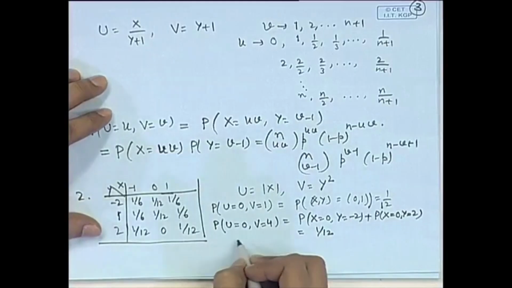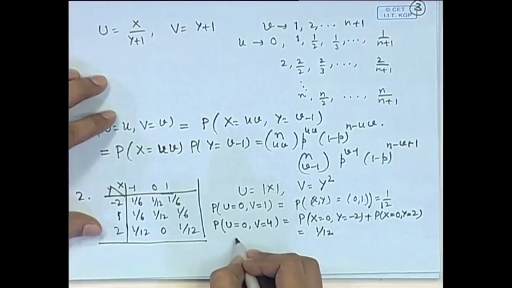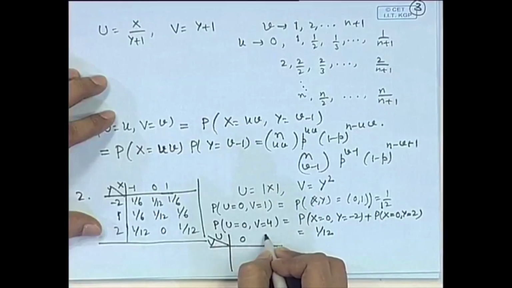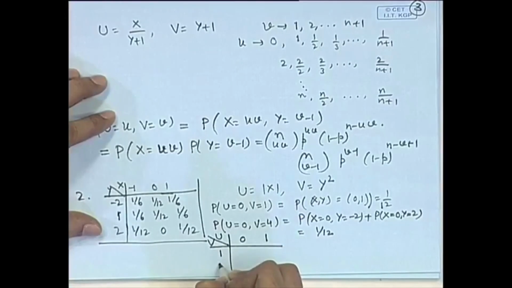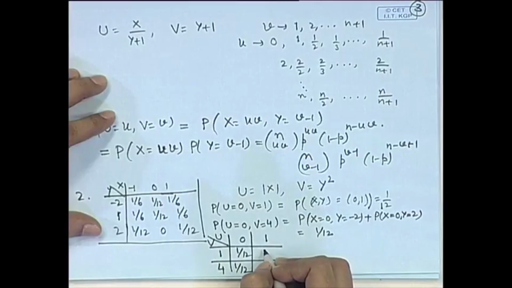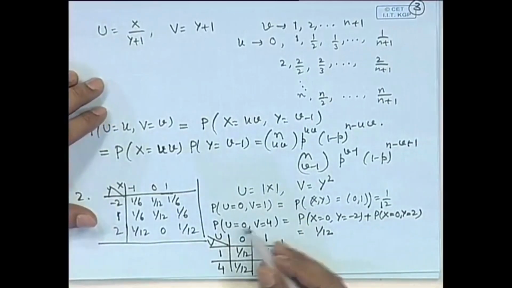In a similar way, we can obtain probability of u is equal to 1, v is equal to 1, u is equal to 1, v is equal to 4, and the joint distribution turns out to be, we can express it as u, v. U can take values 0 and 1, v can take values 1 and 4. So, the distribution is, 0 1 is 1 by 12, 0 4 is 1 by 12, 1 1 is 1 by 3 and this is half. And from here we can derive the marginal distributions of u and v.